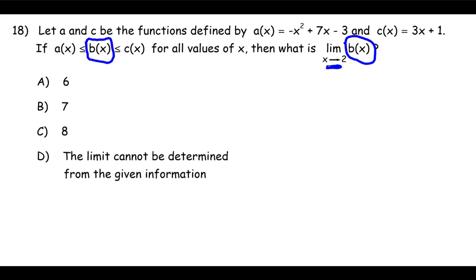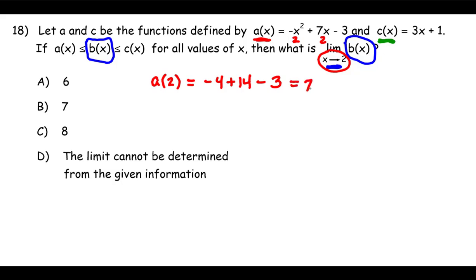Okay, well, if B has to stay between them, let's make A red, and we'll make C green. Let's see what they're up to when they head towards 2. What if we took a 2 and we plugged it into the A function? What would that give us? Well, it would give us -4 plus 14 minus 3, which happens to be 10 minus 3. That's going to be 7. All right, equals 7. That's the A function at 2.